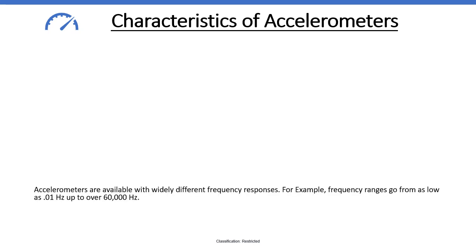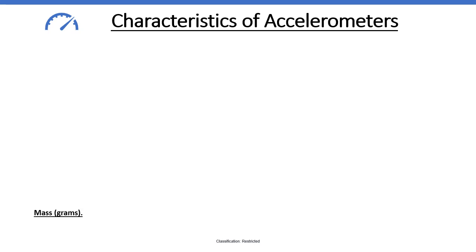Then the frequency response. Accelerometers are available in widely different frequency responses. For example, the frequency ranges can go from as low as 0.01 Hz to 60,000 Hz based on the applications. And the mass of the accelerometer can vary from 1 gram to 1000 grams, which is directly proportional to the sensitivity of the accelerometer. If you have a very highly sensitive accelerometer, then your mass will be higher.